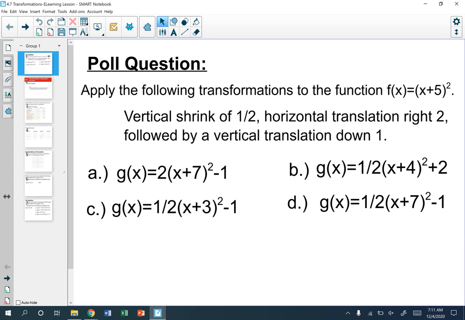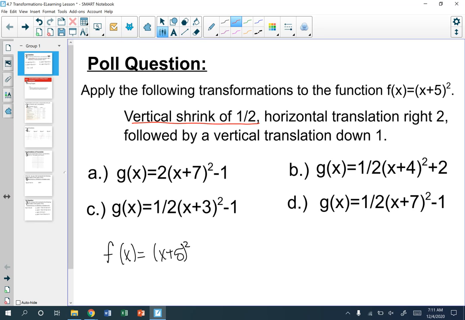So if f of x equals (x plus 5) squared, we want a vertical shrink by 1/2, translation right 2, then finally vertical translation down 1. So I'm just going to go ahead and start and apply all those transformations before I look at these options and then try and match my answer. So I have f of x equals (x plus 5) squared. Now my first step is vertical shrink by 1/2.